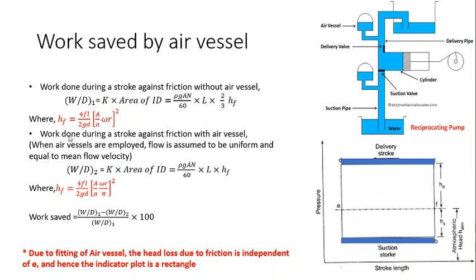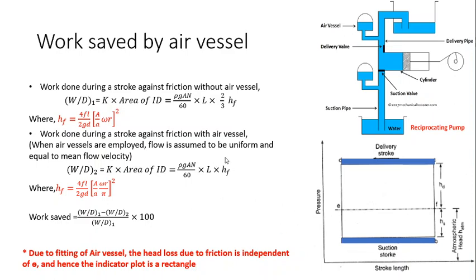Now, the work done during a stroke against friction with the air vessel, if you fit an air vessel, will be rho g A N by 60 into L into HF. The area of the indicator diagram now changes to the area of a rectangle, because due to fitting of the air vessel, the head loss due to friction is independent of theta, and hence the indicator plot is a rectangle.